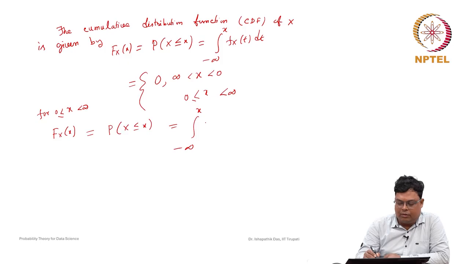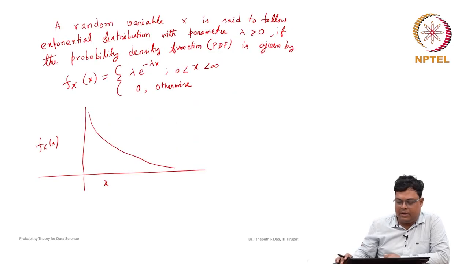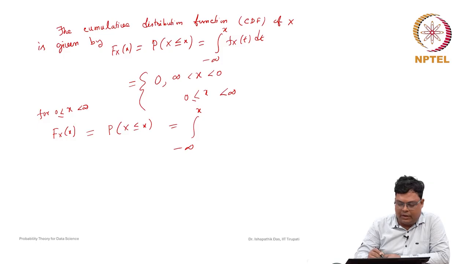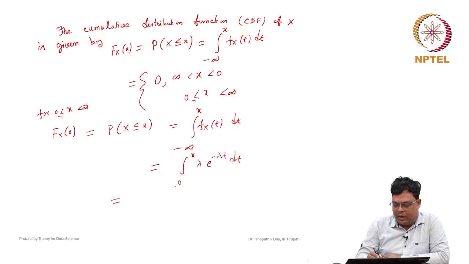So f x t is defined by lambda, and it is non-zero only from 0. So the integral goes from 0 to x, and f x t is lambda e to the power of minus lambda t dt. How can we find that? Lambda is a constant, so if you do the integration, we get e to the power of minus lambda t divided by minus lambda.